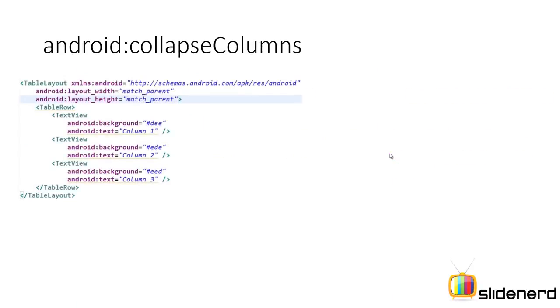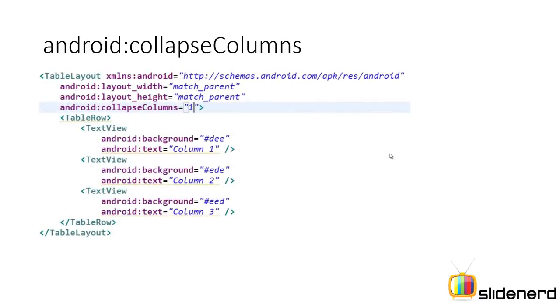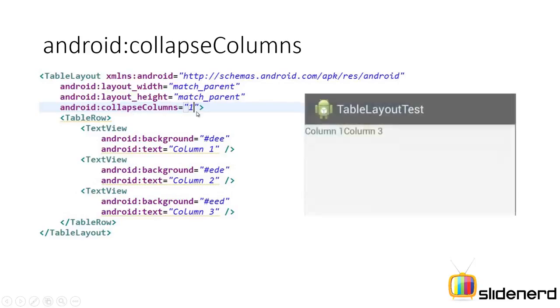So what I have is 3 text views over here. Simple: column 1, column 2, column 3. Then I'm going to use that attribute collapseColumns over here, and I'm going to say 1. Now what does that do? It is going to show column 1 and column 3. Take a look. Column 2 has disappeared. It is not coming, right? 0, 1, 2, and this is column number 1, and this text view has disappeared because we have set collapseColumns equals 1. That's what your collapseColumns attribute does.